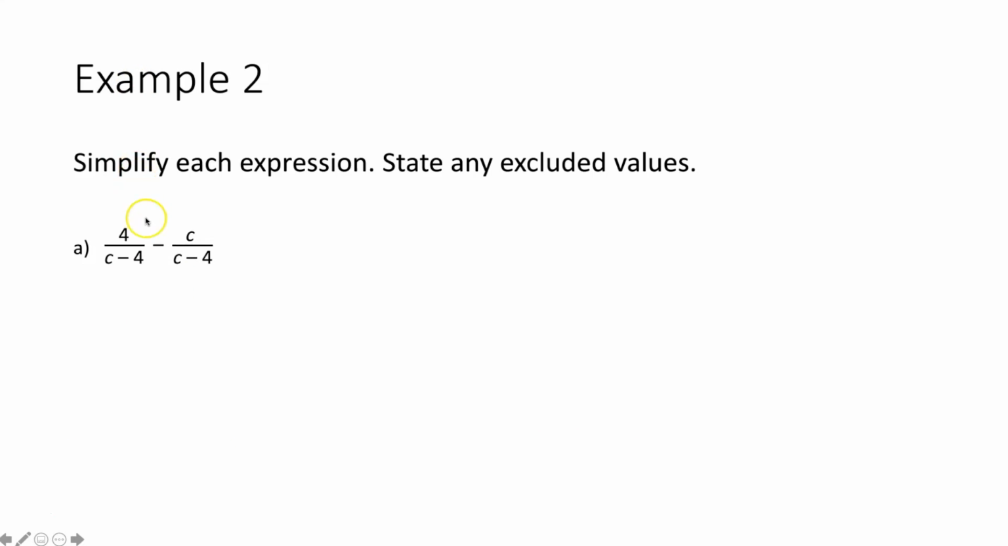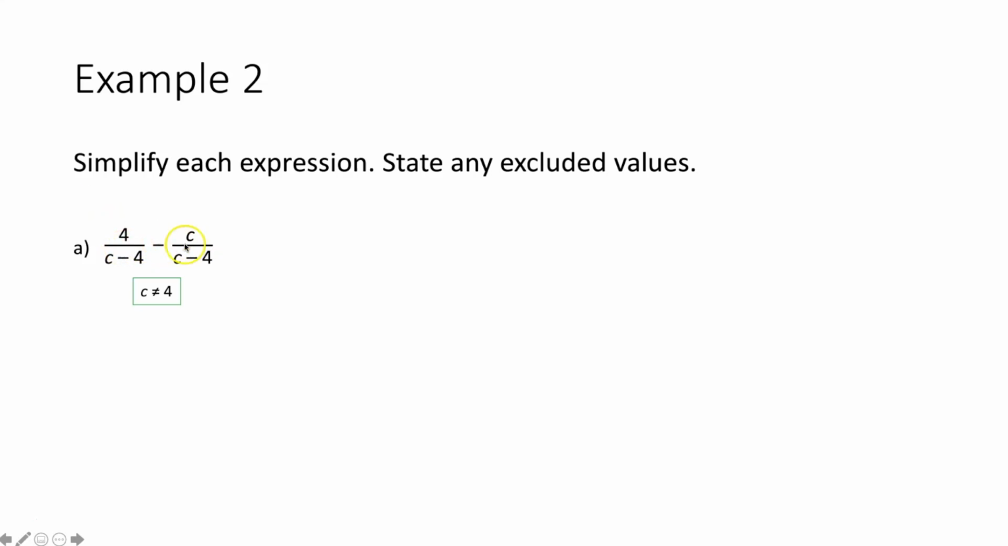Example 2, we're doing the same thing. So step 1, we need to make sure that our numerator and denominator in each of these fractions are completely factored. They are. So we move to step 2, state any excluded values. So what values of c would cause these denominators to equal 0? Well, they're the same, so we could just take one of them, set it equal to 0, and solve for c. And when we do, we get c is equal to 4, meaning when c is equal to 4, that would cause our denominator to equal 0 and therefore make these fractions undefined. So c cannot equal 4. That's our excluded value.